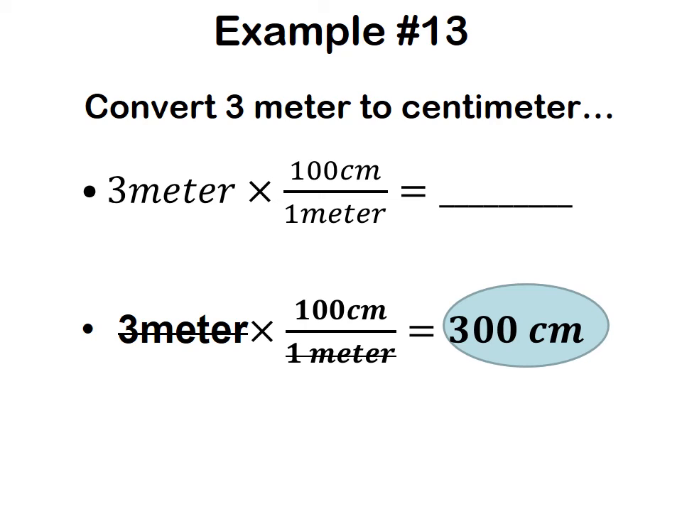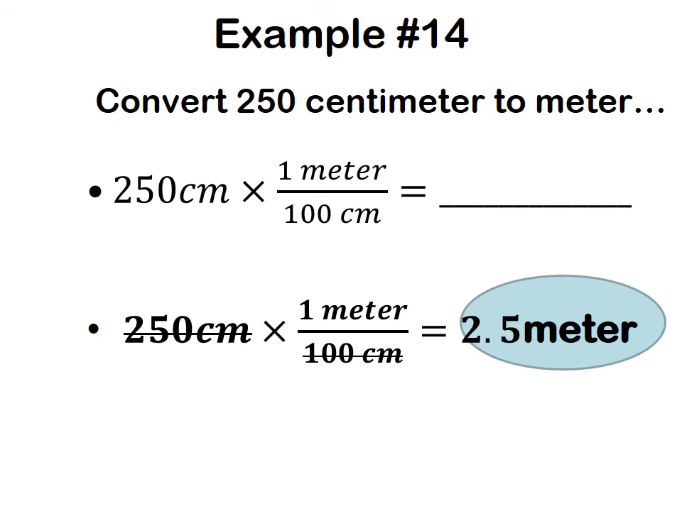Here convert 3 meter to centimeter. We need centimeter here, so we will keep centimeter up. Then after calculating, we will get 300 centimeter. Here, convert centimeter to meter. We need meter here, so we will keep meter up and centimeter down. Why? Because we need to cancel centimeter. So we'll divide it.